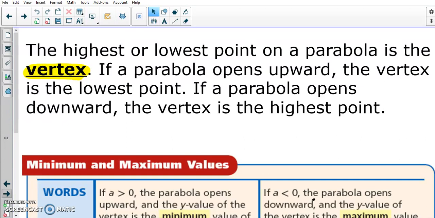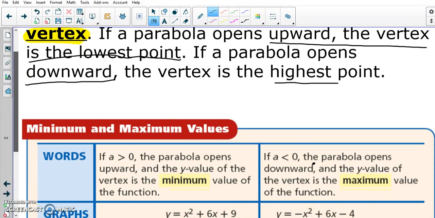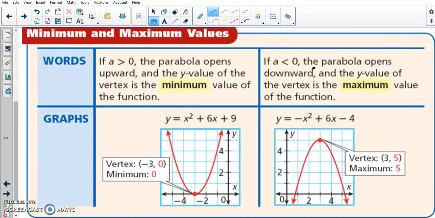the vertex. Okay, every parabola has a vertex, and it is either the highest or the lowest point. Okay, if it opens upward, the vertex is the lowest point. If the parabola opens downward, the vertex is the highest point. Okay, so if you take a look here, here's your vertex. We're going to label it as an ordered pair.